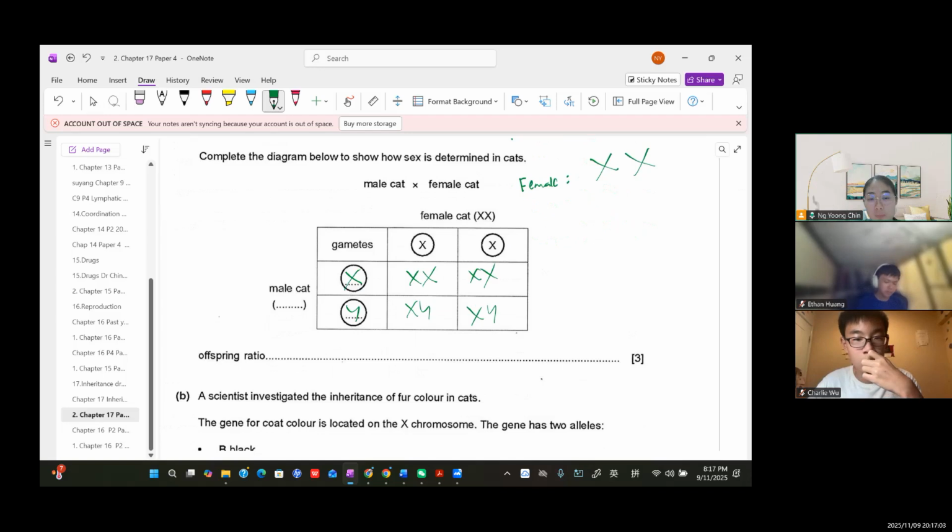So the offspring ratio will be about 50% of them male. And then you can say 50% is female.